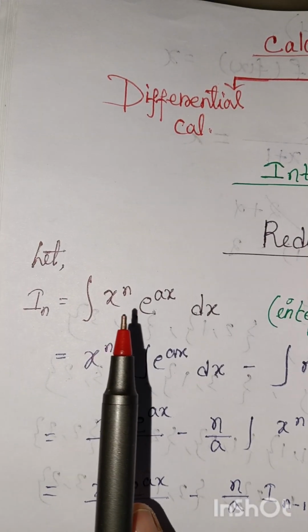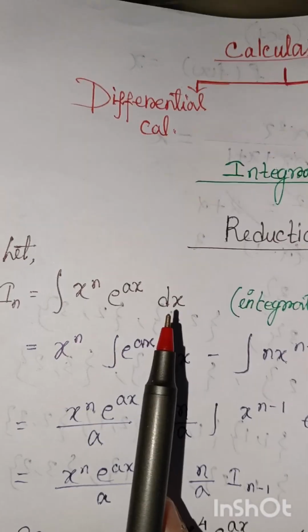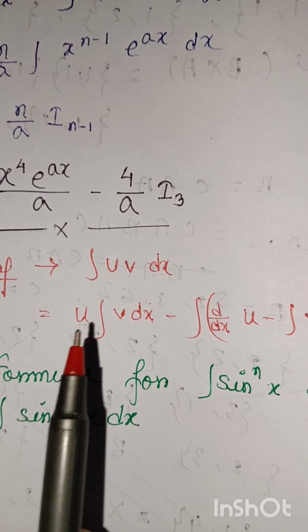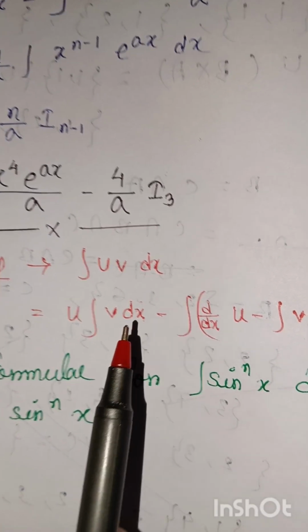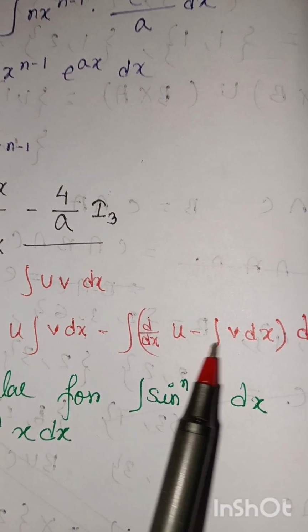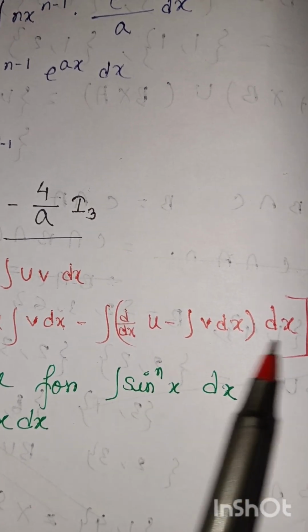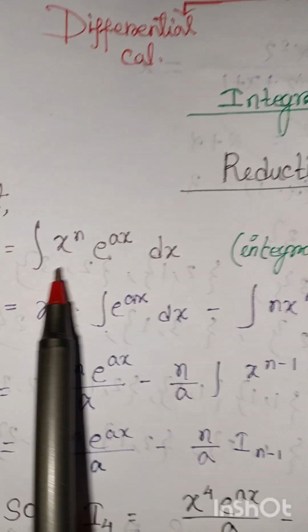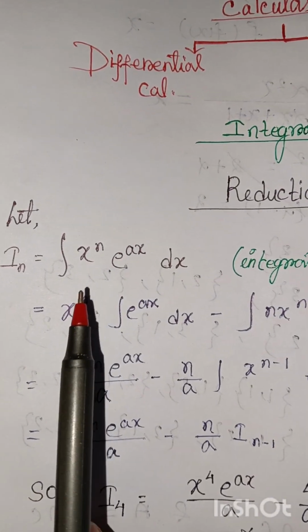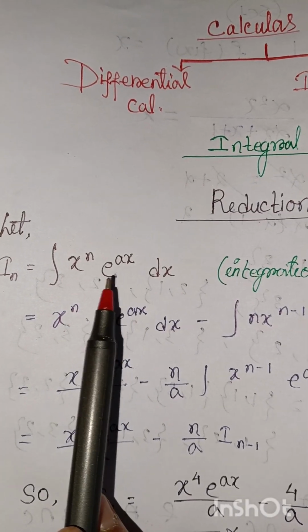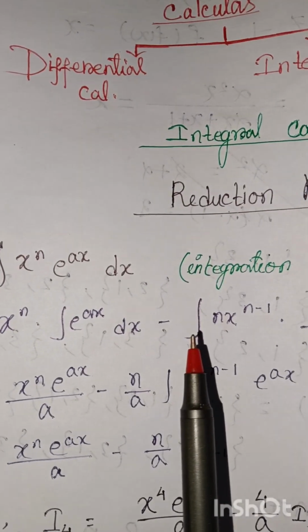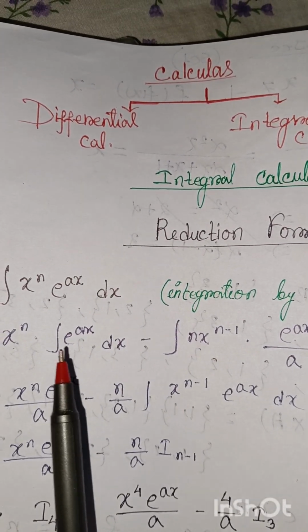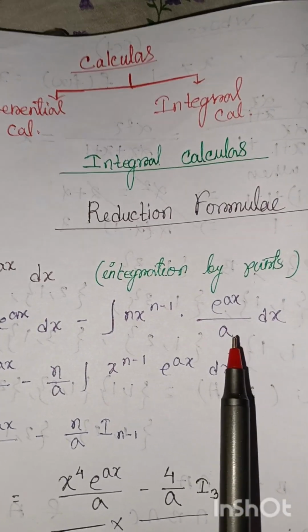So for the integration of x to the power n e to the power x dx, the formula is the uv integration formula: u times the integration of v, minus the integration of the derivative of u times the integration of v. So let's apply this formula to this equation. Firstly we take u as x to the power n, then the integration of e to the power x, minus the derivative of x to the power n, that is n into x to the power n minus 1, and the integration of e to the power ax, that is e to the power ax by a.